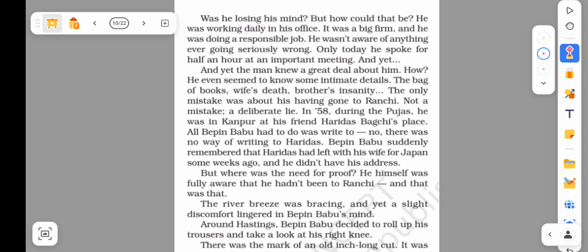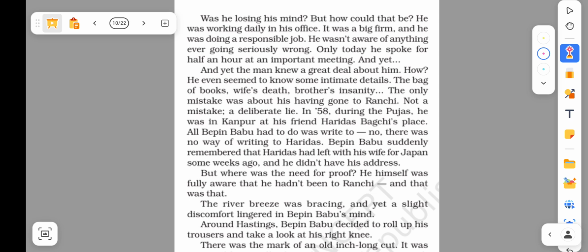Was he losing his mind? But how could that be? He was working daily in his office. It was a big firm and he was doing a responsible job. He wasn't aware of anything ever going seriously wrong. Only today he spoke for half an hour at an important meeting, and yet the man knew a great deal about him. How? So now suddenly this came into his mind that okay, maybe he was wrong.